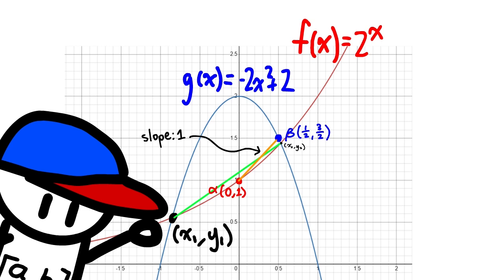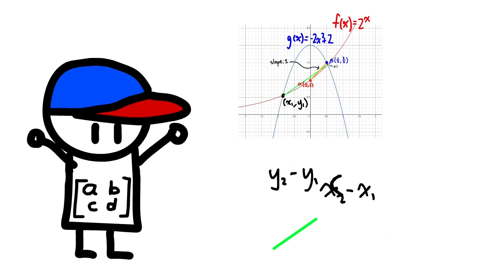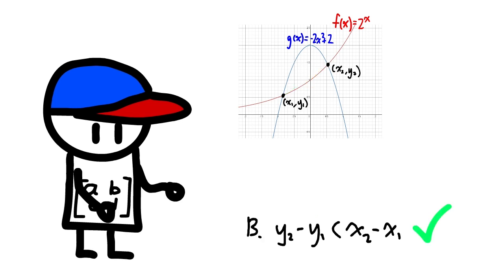But more importantly, from the graph, we can compare this line with the line connecting the two intersection points. Graphically, the line through the two intersection points is less steep than the reference line we are using, so its slope is less than 1. That means (y2 minus y1) over (x2 minus x1) is less than 1, which means y2 minus y1 is less than x2 minus x1. So statement B is also true.